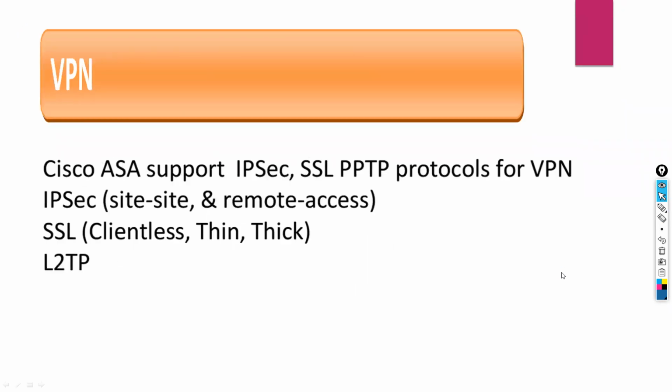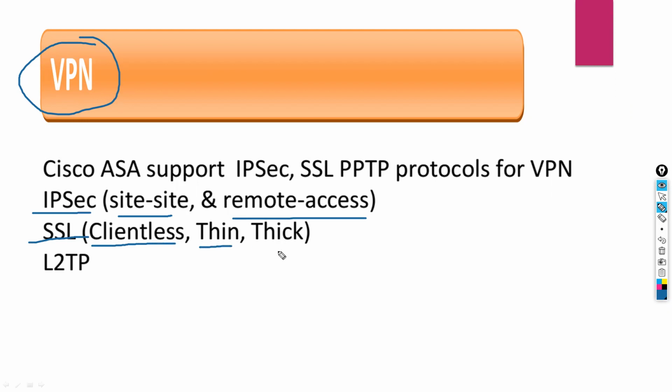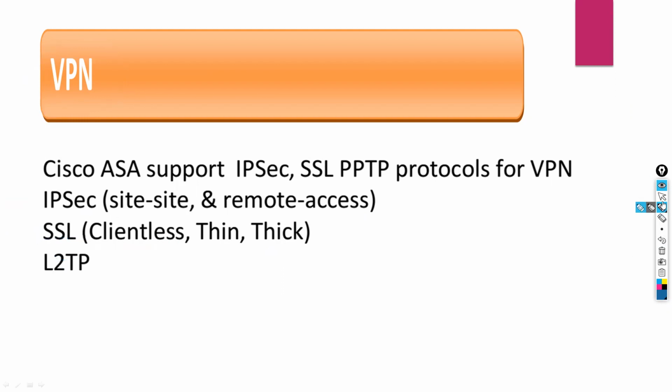Now, the VPN option. Like other vendors, you can configure VPN. Cisco ASA supports two types of VPN implementation: IPsec and SSL. In IPsec, we focus on site-to-site and remote access VPN configuration. In SSL VPN, you can go with clientless, thin, and thick. L2TP is not your topic. So we can discuss IPsec and SSL VPN configured on Cisco ASA firewall.